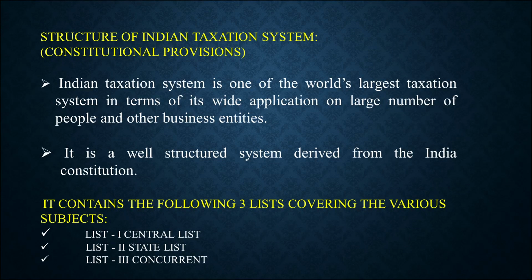The structure of Indian taxation system, constitutional provisions. The Indian taxation system is one of the world's largest taxation systems in terms of its wide application on a large number of people and other business entities. It is a well structured system derived from the Indian Constitution. It contains the following three lists covering the various subjects: list 1 central list, list 2 state list, and list 3 concurrent list.